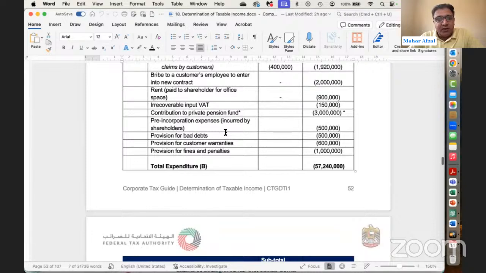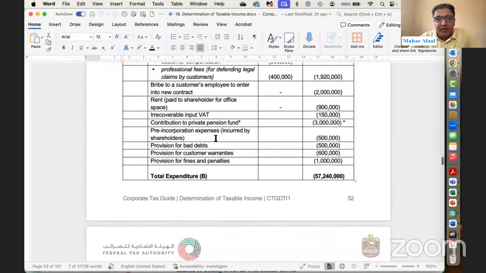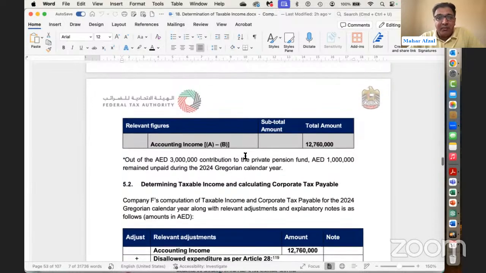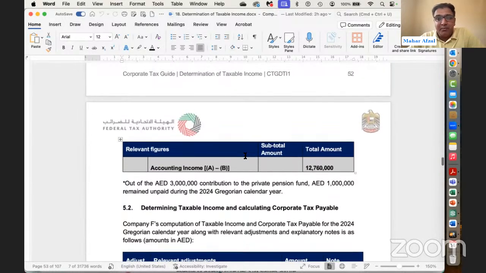Provision for customer warranty, provision for bad debt, this is fine. Pre-incorporation expenses, this is allowed for tax. Contribution to private pension fund: they said maximum up to 15% is allowed. Beyond that, this is not allowed. Out of this 3 million contribution to the private pension fund, 1 million remains unpaid. This is allowed on a payment basis. Whatever has not been paid, we cannot claim. I'm adding it back.